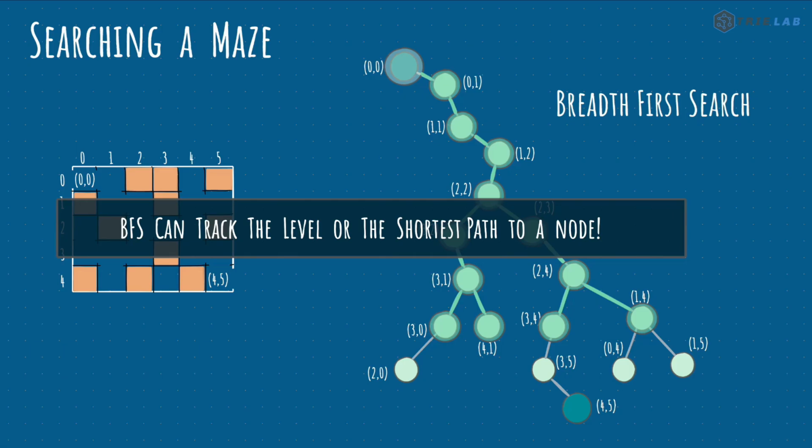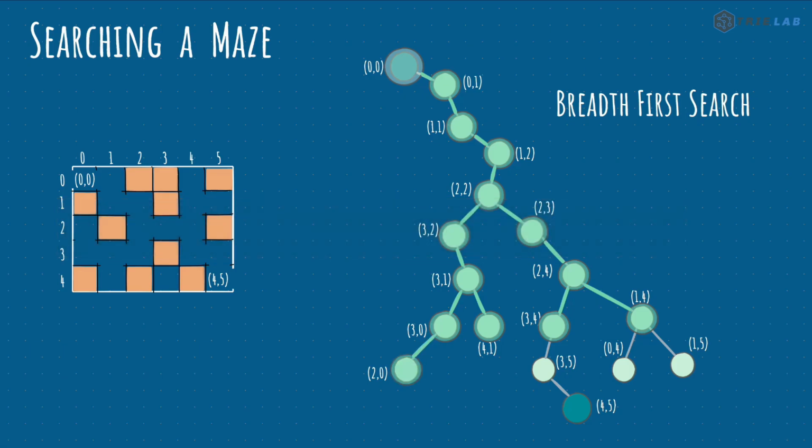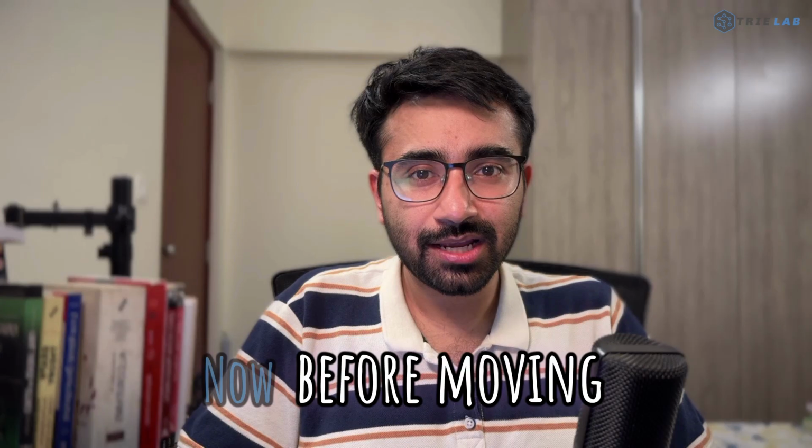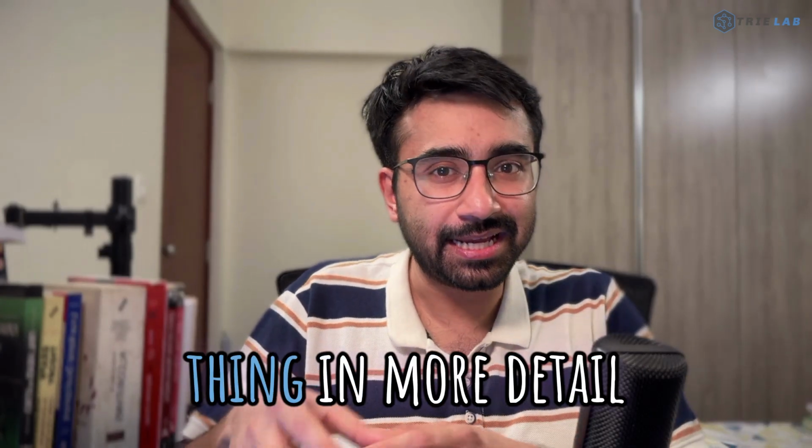Let's now finish the simulation. We continue to traverse level by level, and finally, when we reach level 10, we find the target node or the path to the exit. Now, before moving ahead, let's discuss this thing in more detail.